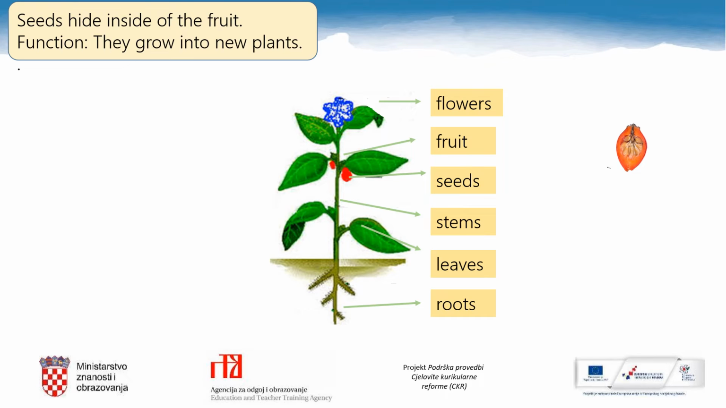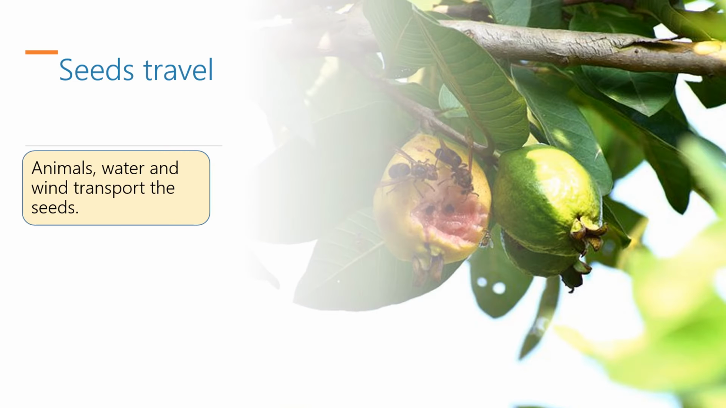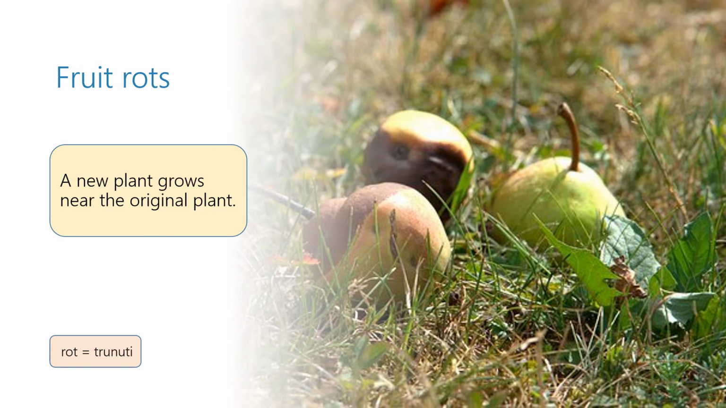Seeds hide inside of the fruit. They have a very important job. They grow into new plants. And how does that work? Here is one way. The seeds travel. They can travel by wind, water, and animals. Or, another way, fruit falls from the tree and rots, istrune, the seeds fall out and can make a new plant.